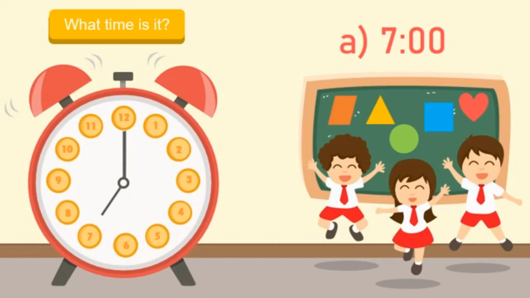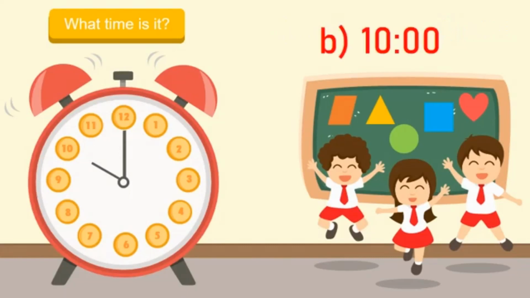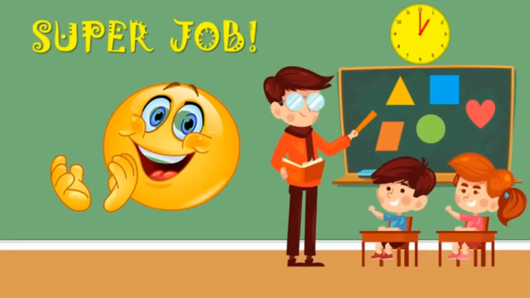All right, I think we can do one more. This clock is showing the short hand or the hour hand pointing to the number 10. And the long hand or the minute hand is pointing to 12. So, is it A, 11 o'clock? Or is it B, 10 o'clock? If you said B, 10 o'clock, then you are absolutely correct. Super job, excellent work.